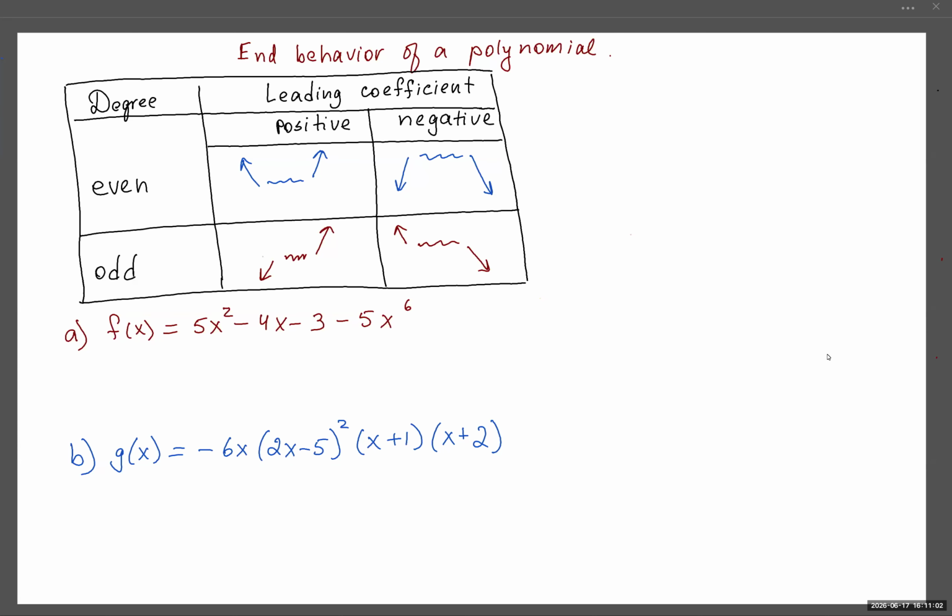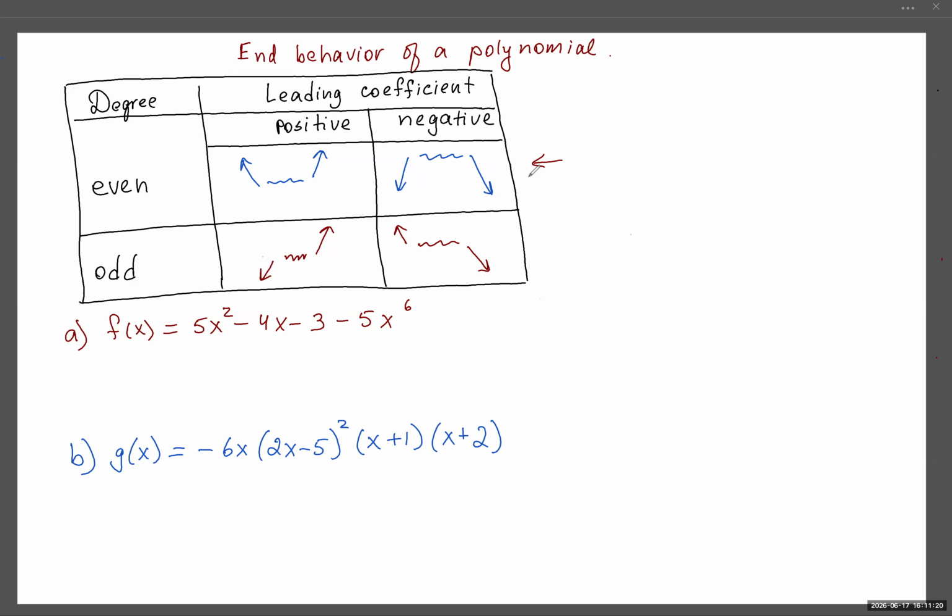With this example, we are going to learn how to identify the end behavior of the polynomials. In order to be very effective in this section or in this topic, you need to memorize the chart on the top of the screen.